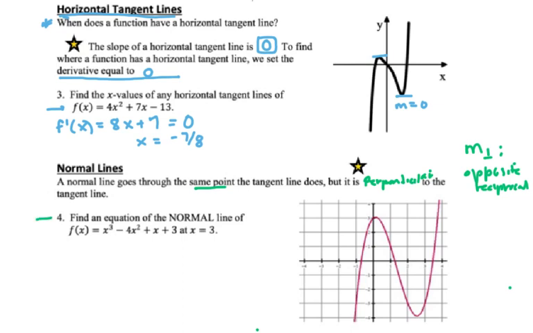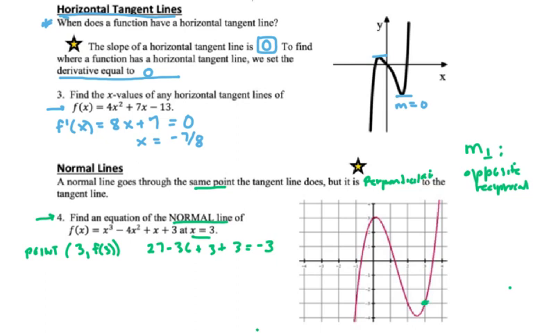So in this problem, they ask us to find an equation of the normal line of f of x at x equals 3. So first of all, what we have to do is find the point. It's going to be the same point that you would have for your tangent line. So (3, f of 3), we find f of 3 by just plugging it into this equation. So that's going to be 27 minus 4 times 9, 36, plus 3 plus 3, that's negative 3. So my point is going to be at (3, -3).